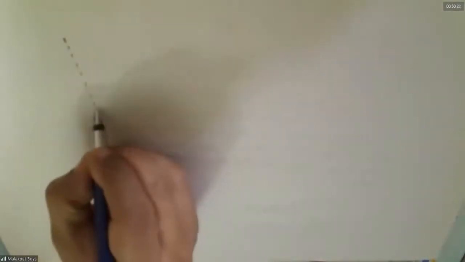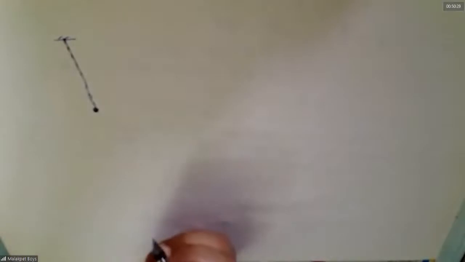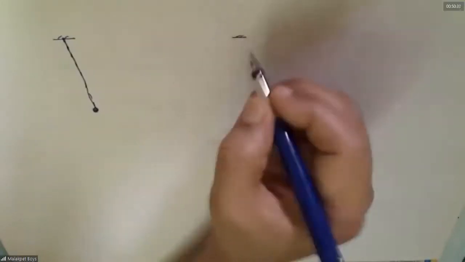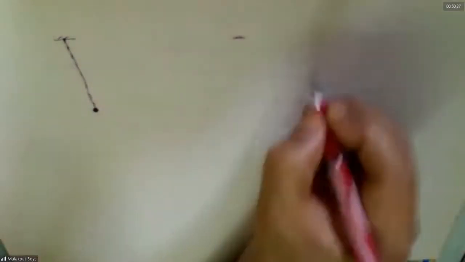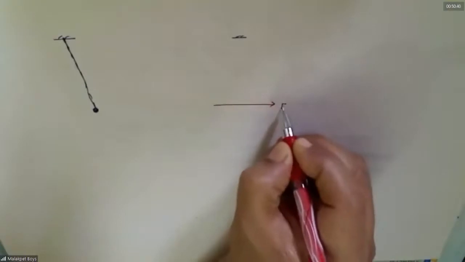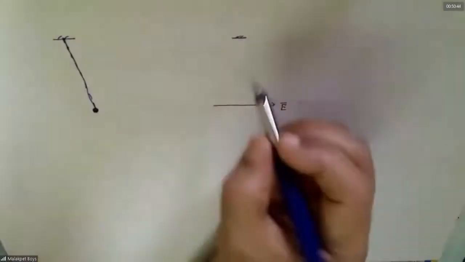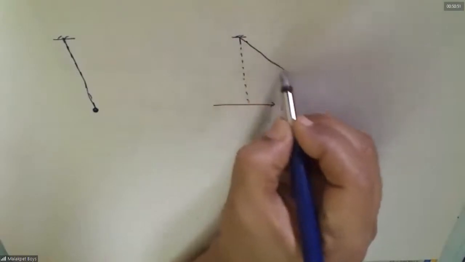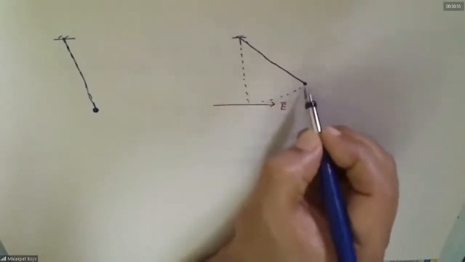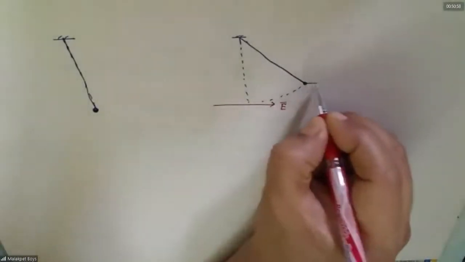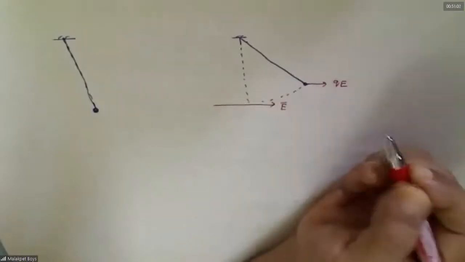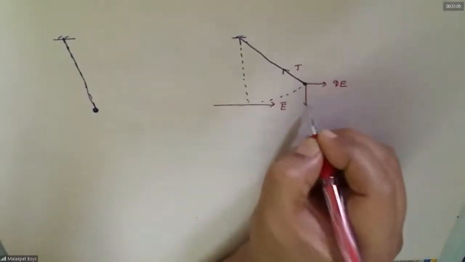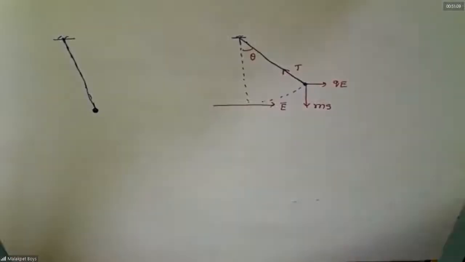See, there is a bob like this. It is hanging like this. Now, suddenly, an electric field is switched on. The field is throughout space, no? So obviously, this bob will experience a force and move like this. Now let us see what the forces on this are. One is the electric force, the other is the tension. This is mg. This is theta.